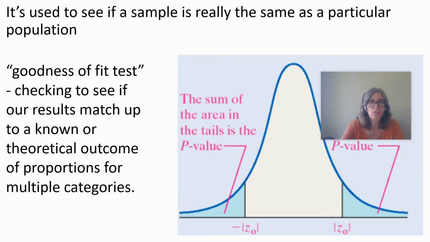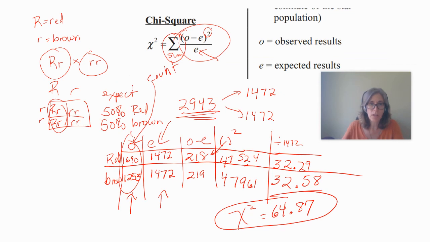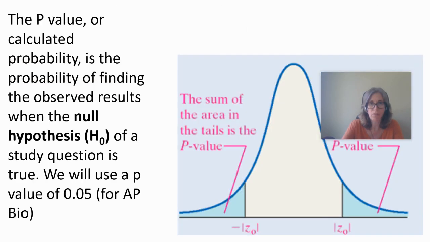All right, so this chi-square analysis is used to see if a sample is really the same as a particular population. That's called a goodness of fit test. You're checking to see if your results match up to some known or theoretical outcome. So is what I observed with the fruit flies what I actually expected to get with the fruit flies? You need a p-value, which is going to be for us 0.05, could be 0.01 sometimes, but usually we're going to use a p-value of 0.05.